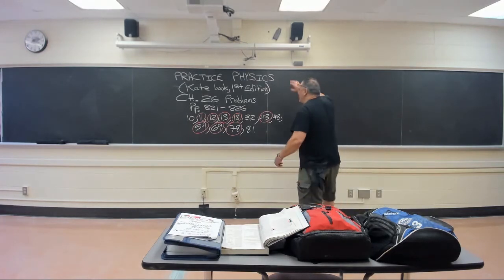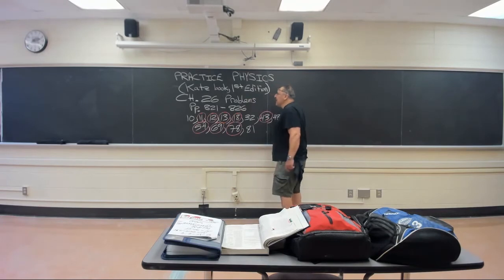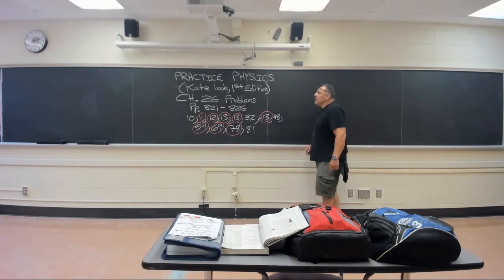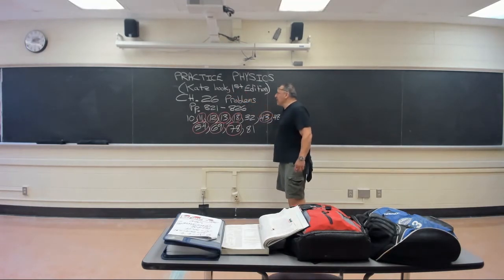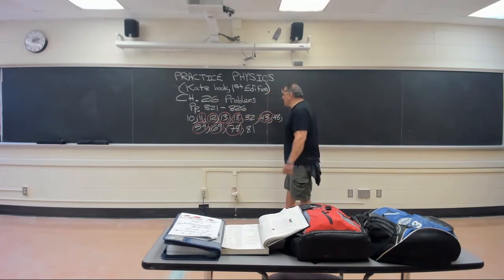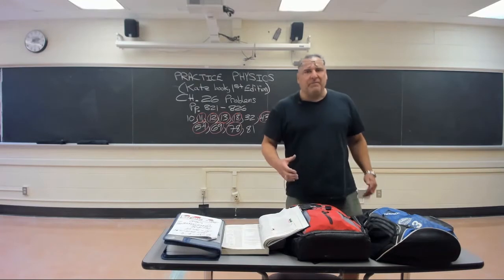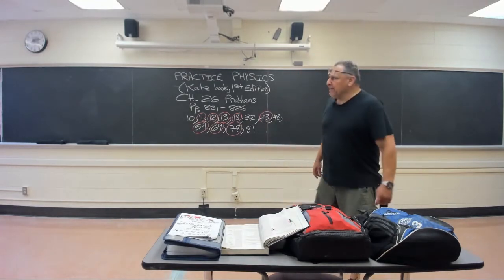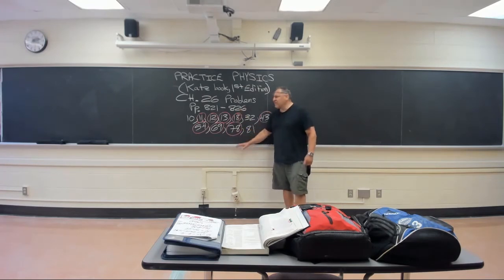We're still working on practice physics problems from the Katz book, Calculus Treatment of Physics. We're doing electricity and magnetism, calculus treatment thereof, from the Katz book, first edition, chapter 26 problems, pages 821 to 826. These are the problems that will scroll at the end of the video that I've done. It's a similar procedure to what I've done on numerous videos.